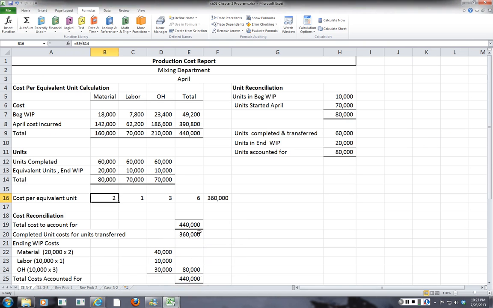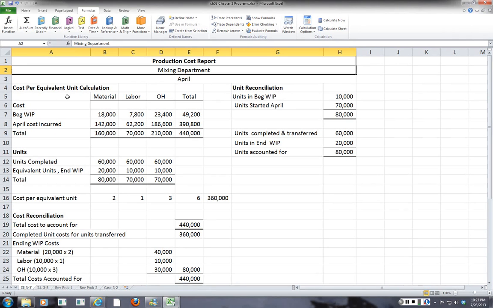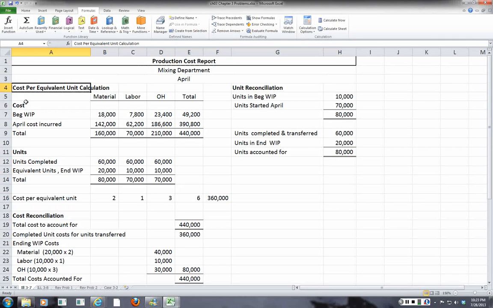I thought we would go through the production cost report for Chapter 3, which is process cost accounting. We're going through the mixing department's work in April. One of the first things we're going to do is calculate the cost per equivalent unit.